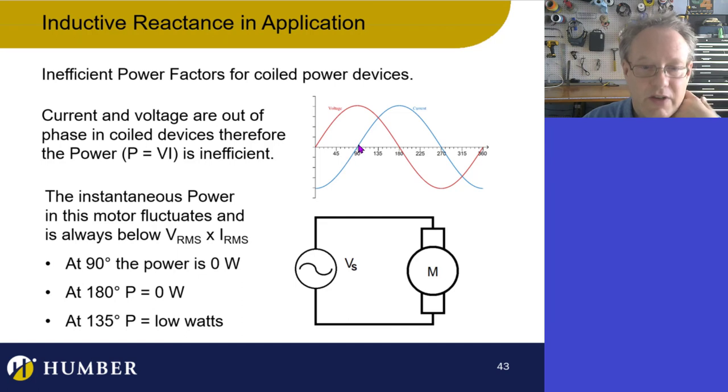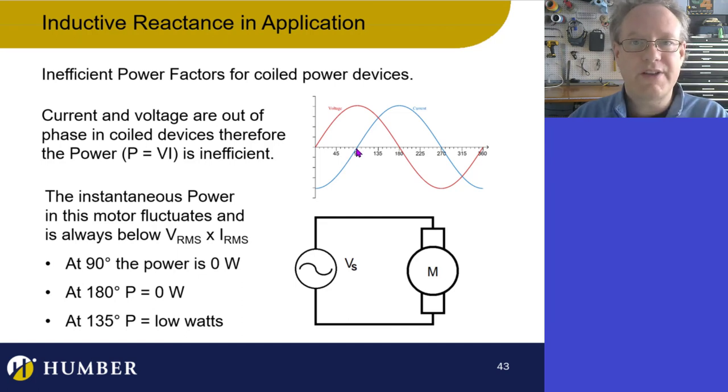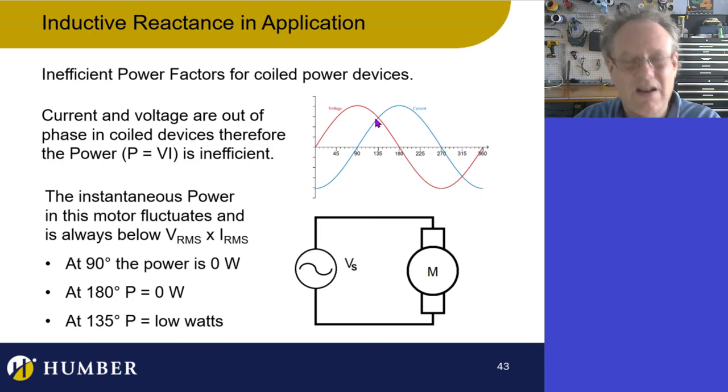Take a look at it. At 90 degrees, right here, the power of this is zero. There's no power, not at all, because the voltage actually is high, but the current's low. And then at 180 degrees, I've got the same problem over here, but in reverse. And then at 130 degrees, kind of in between, I've got a value here that's not quite right. So it creates a real problem.